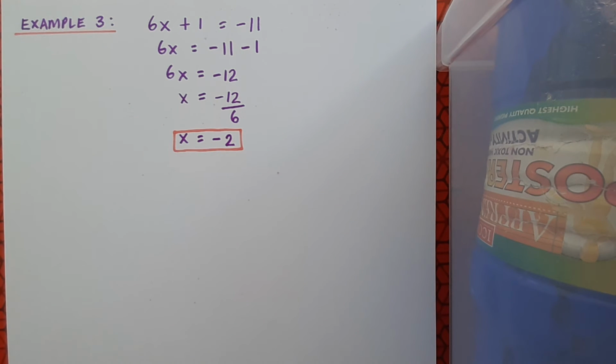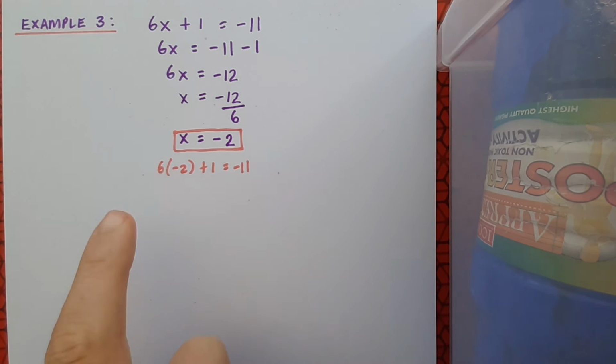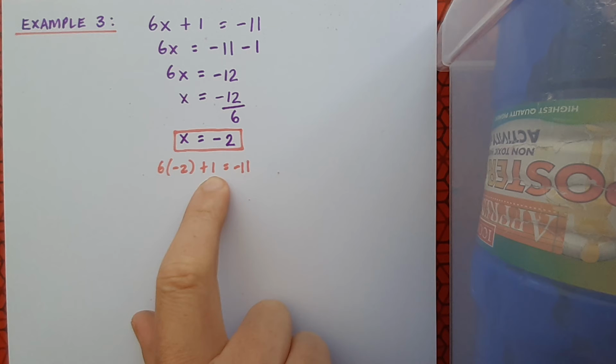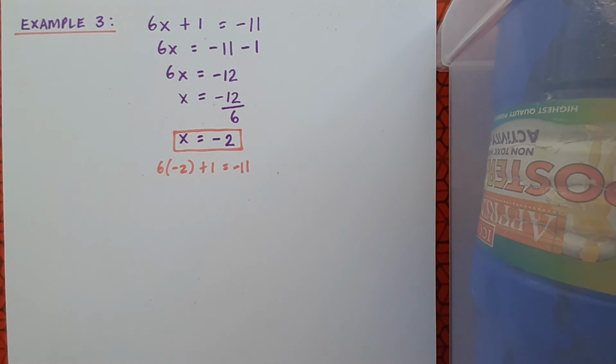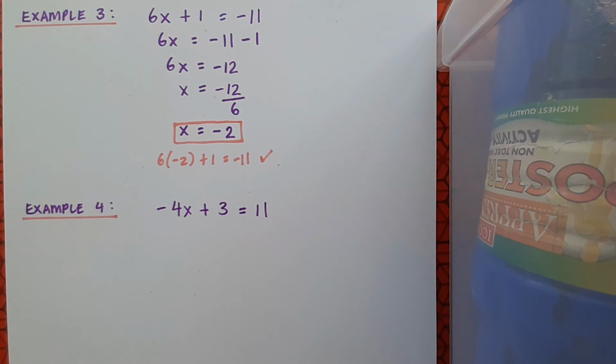Remember, I can verify that my solution is correct using some substitution. Type in the left-hand side into your calculator. 6 times minus 2, that gives you minus 12, plus 1 is minus 11. So we're correct. Okay, let's go again.